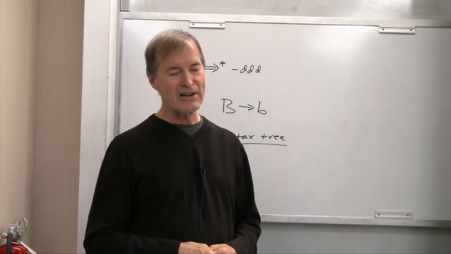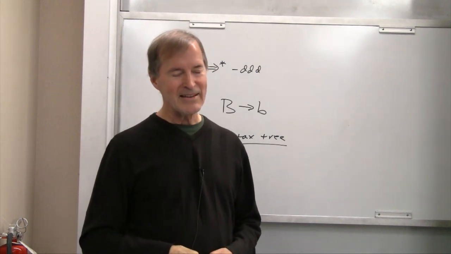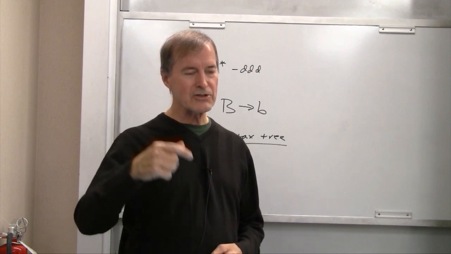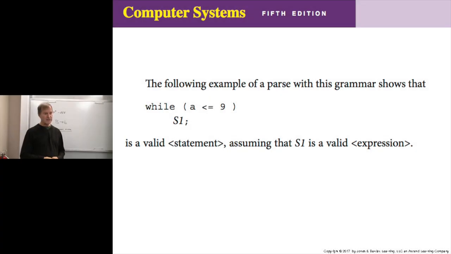Now, it would be really, really long to have to start with a translation unit. I just wanted to save you some time. So instead of asking you to start with the actual start symbol, all I'm asking you to do is show that a particular string is a valid statement. For this exercise, I think it's just a syntax tree, so you can put the statement at the top as your root. Show that WHILE, left paren, A, less than or equal to, 9, right paren, S1 semicolon is a valid statement, assuming that S1 is a valid expression.